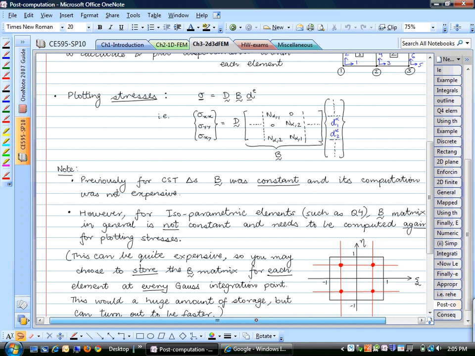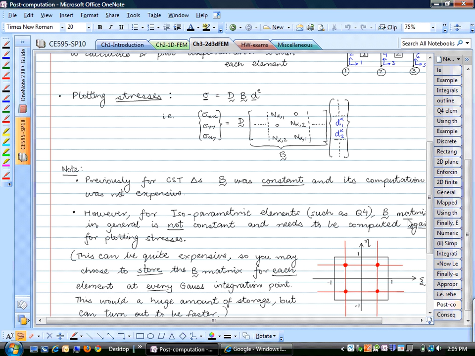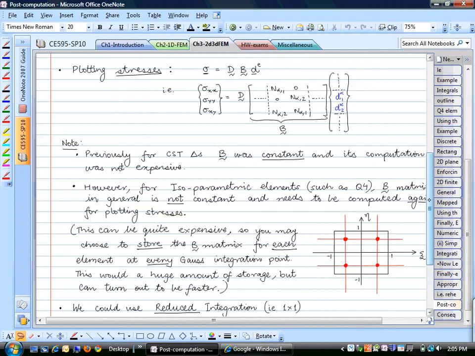So one way to get around that, and when you code up this Q4 element, that would be the next homework. You will need to calculate all these stresses again, and so we'll talk about how you can either store these matrices or construct them again, depending upon how you go. Your code might run faster or slower, or take up more memory, and so on.